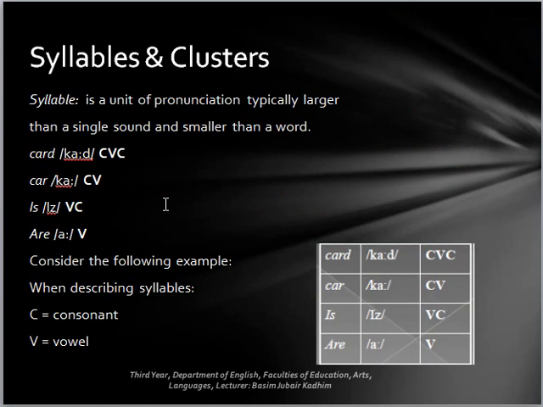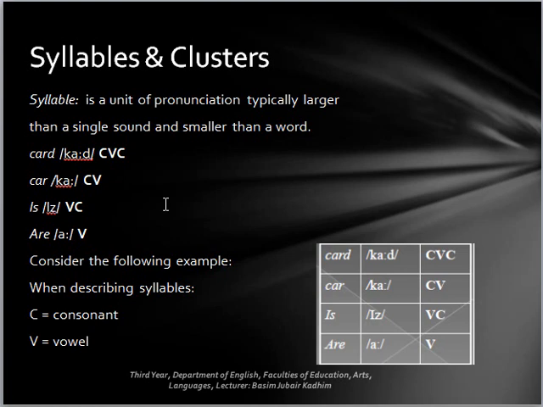Now, according to phonotactics, we have syllables. Syllables are combinations of two or more phonemes. The syllable is a unit of pronunciation typically larger than a single sound but smaller than a word. So it is larger than the phoneme. It sometimes could be a single phoneme, like a, but it gives the meaning of a unit of language. It could be a word.